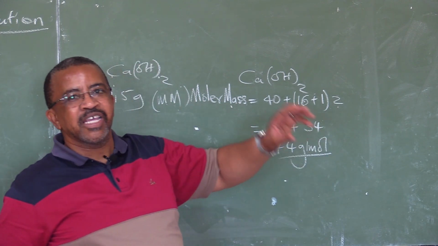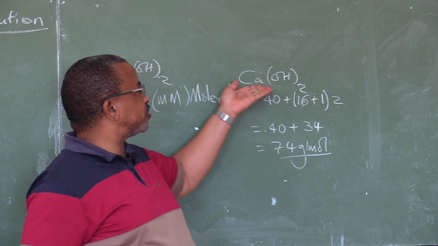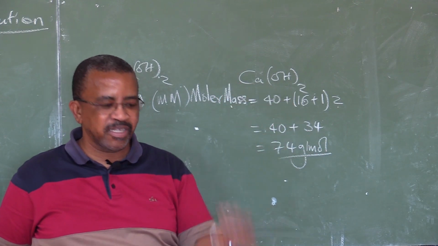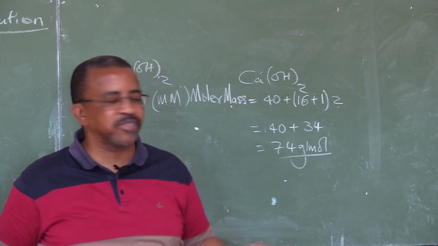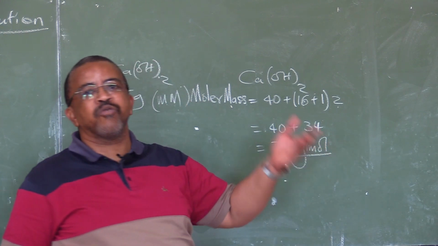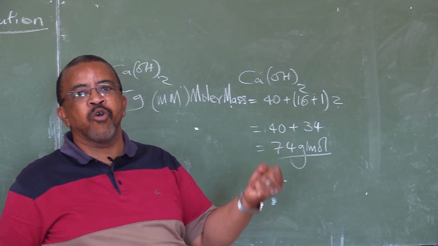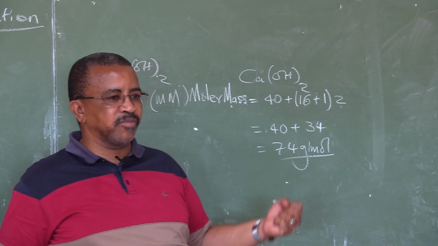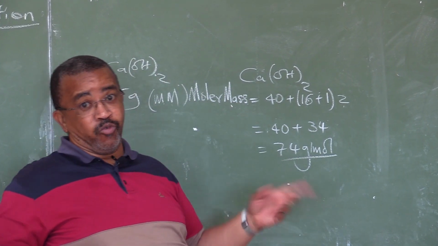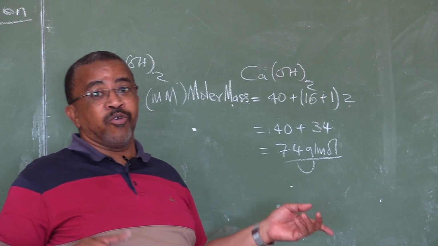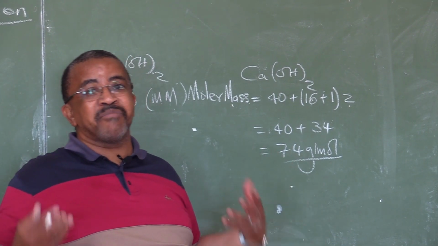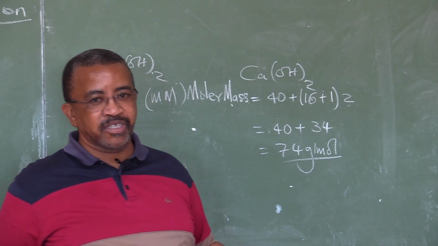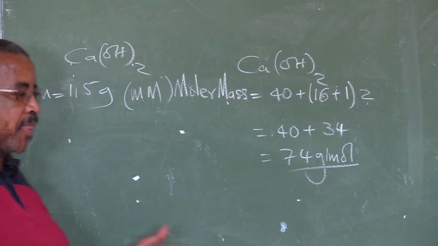What does that mean? If you have 74 grams of calcium hydroxide, the mass here, 74 grams of calcium hydroxide, you have 1 mole of calcium hydroxide. So 74 grams or 1 mole of calcium hydroxide. 1 mole of calcium hydroxide has a mass of 74 grams.